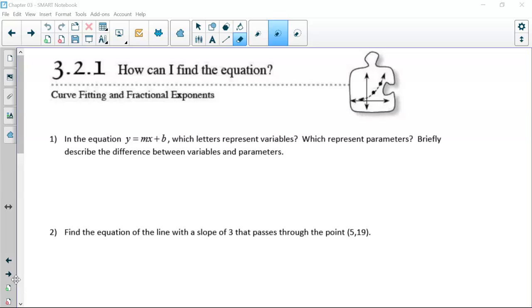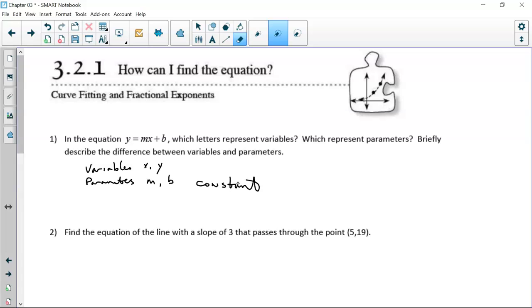In the equation y equals mx plus b, which letters represent the variables? Now our variables are still x and y. Our parameters, our rules for this, are going to be the m and the b, the slope and the y-intercept. The parameters are going to be constant. Now our variables are going to change depending on where we are in the graph.